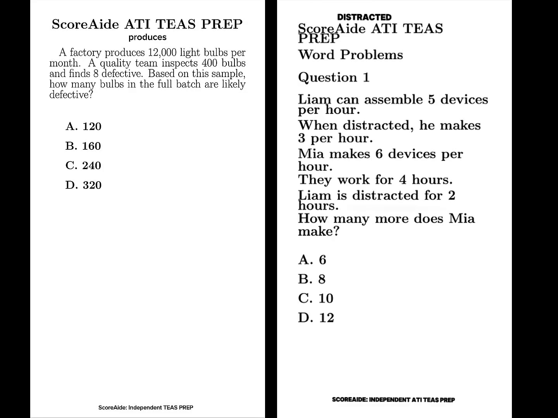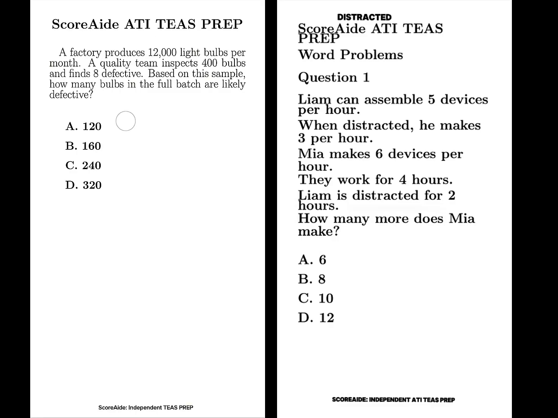A factory produces 12,000 light bulbs per month. A quality team inspects 400 bulbs and finds 8 defective. Based on this sample, how many bulbs in a full batch are likely defective? So now somebody could say, we can set up a proportion since what? Since 400 bulbs are selected out of the entire pool.